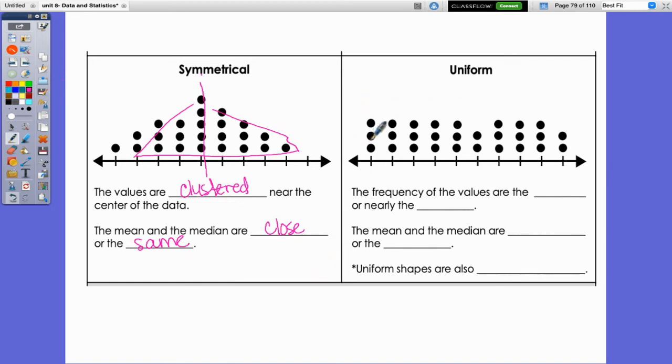This is a uniform type data. The frequency values are the same or nearly the same, because almost all of them have the same data points. The mean and median are also close or the same. Uniform shapes are also symmetrical. Like I could draw the line, they look symmetrical, so uniform shapes are also symmetrical.